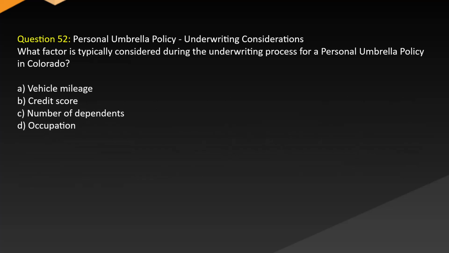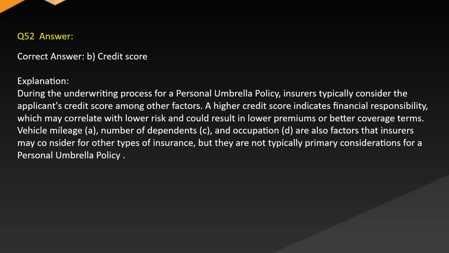Question 52. Personal umbrella policy. Underwriting considerations. What factor is typically considered during the underwriting process for a personal umbrella policy in Colorado? A. Vehicle mileage. B. Credit score. C. Number of dependents. D. Occupation. Correct answer. B. Credit score.